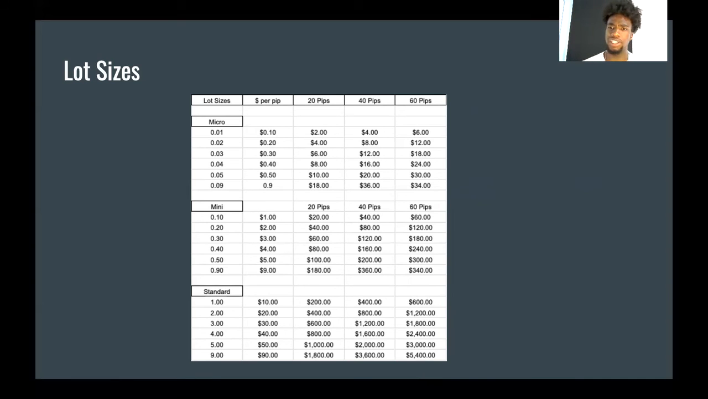And of course, you can't just get in the market like, oh yeah, I'm about to play standards. Don't do that. You're going to blow your account and you're going to have a miserable time in this market, right? So you want to start at a lot size that is good for your account, and you want to grow that until you're able to trade those bigger lot sizes.